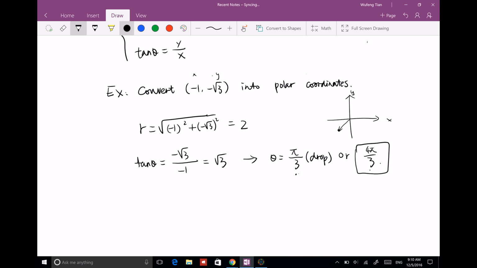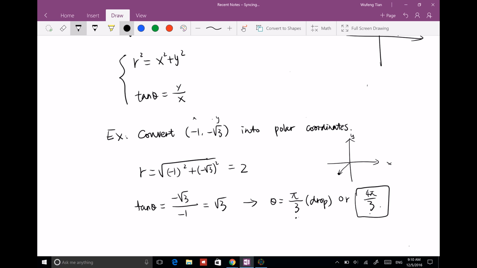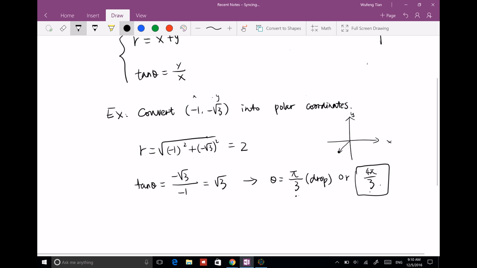That's why here I only have tangent theta equals y over x. I didn't write theta equals tangent inverse, because tangent inverse means it's the fourth quadrant or first quadrant. So here is an example. Now I solved theta: theta equals 4 pi over 3. So the corresponding polar coordinates for this one are 2, 4 pi over 3.